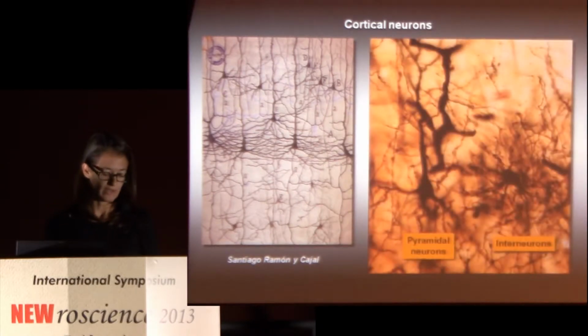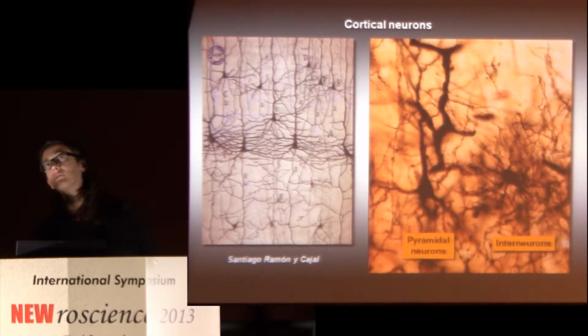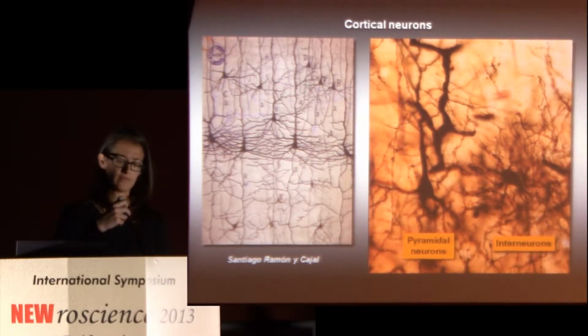Basically, I am going to talk about the elements of the cerebral cortex, and I would like to introduce the main types of neurons.